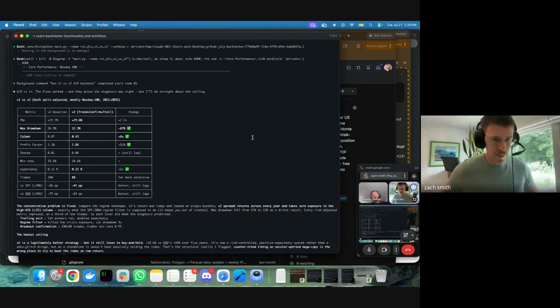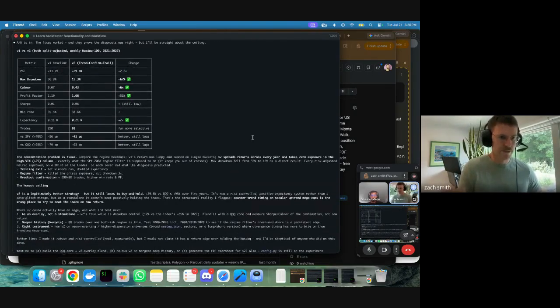P&L went up 2.2x. Max drawdown got 67% less. That's amazing. So 12% drawdown. That's crazy. Calmar went up 6x. Profit factor 51%. This is really good. The Sharpe is still low. The win rate is pretty much the same. Okay. Concentration problems fixed. That's good.